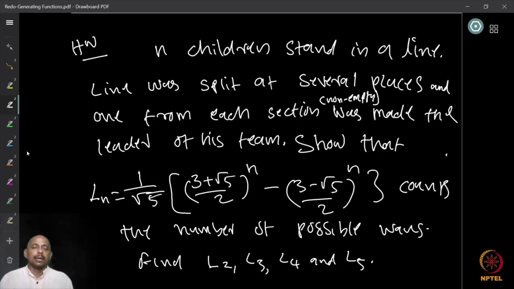So here is a homework question. We have n children standing in a line, and the line is split at several places, and one from each section, where the sections are non-empty, is made the leader of his team. Because each section is non-empty, I can choose one person and make him the leader of his team. Then show that L_n is equal to 1 by root 5 into (3 plus root 5 by 2) whole raised to n minus (3 minus root 5 by 2) whole raised to n. Count the number of possible ways of doing this. So n children stand in a queue, the line is split at several places, one from each section is made the leader of his team, and the number of ways of doing this is counted by this formula. Once you find this formula, use it to find L2, L3, L4 and L5.